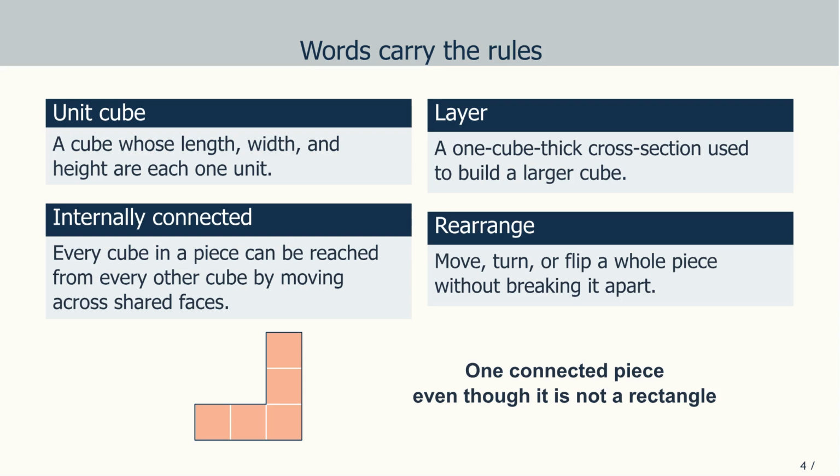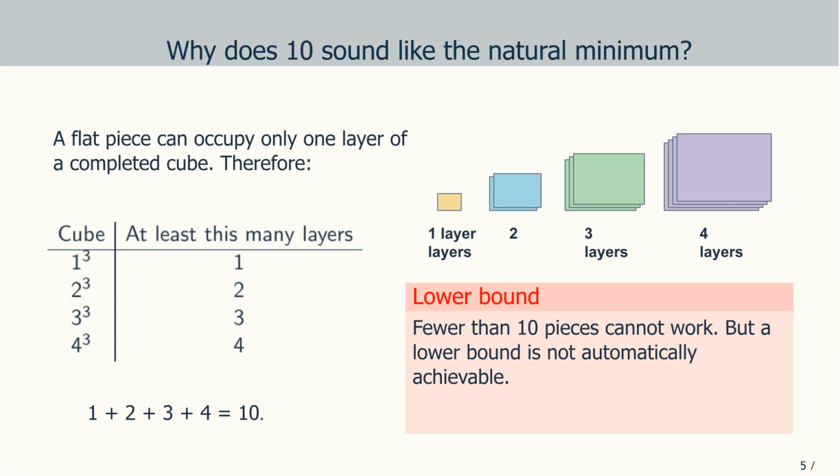A unit cube has dimensions of 1 by 1 by 1. A layer is a single cube-thick section. Pieces must be internally connected, and we can rearrange them by moving, turning, or flipping, provided we don't break the pieces apart. Why does 10 feel like the natural minimum?